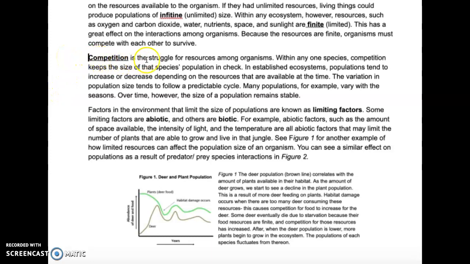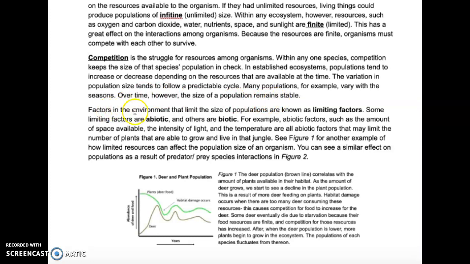Competition is the struggle for resources among organisms. Within any one species, competition keeps the size of that species' population in check. In established ecosystems, populations tend to increase or decrease depending on resources that are available to them at that time. The variation in population tends to follow a predictable cycle. Many populations, for example, vary with the seasons. Over time, however, the size of a population remains stable.